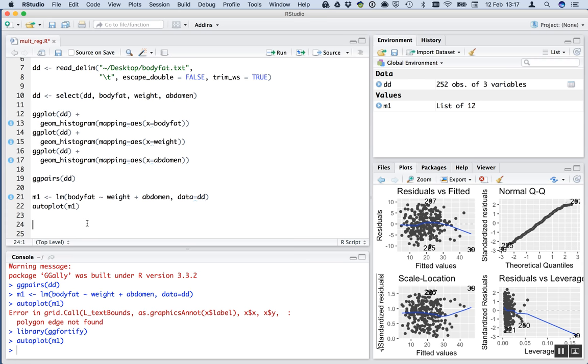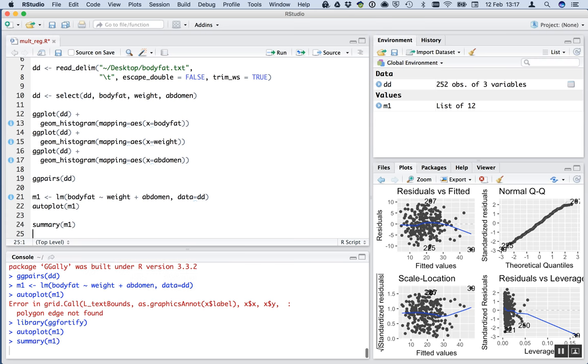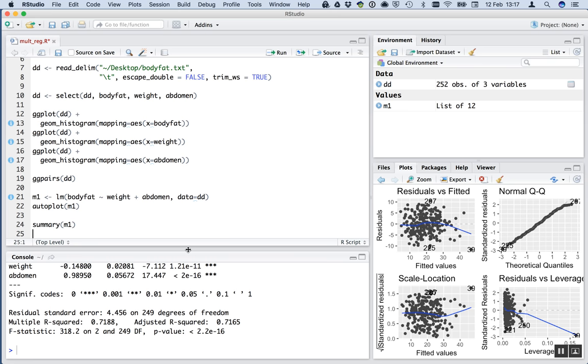Okay, so we're happy with the model. We're happy that it conforms to the assumptions of a linear model. So now let's have a look at what the model is. Look at the coefficients and some other things. We do that with summary, the summary command. Make this a bit bigger.